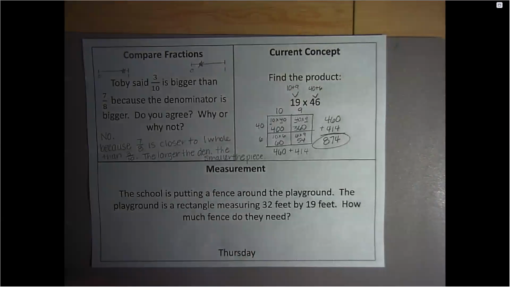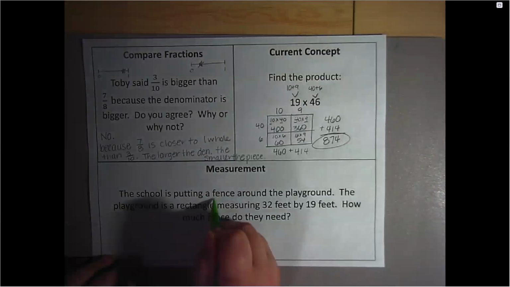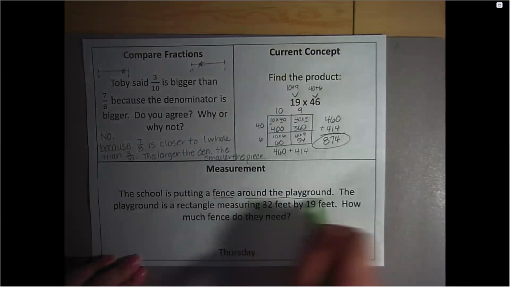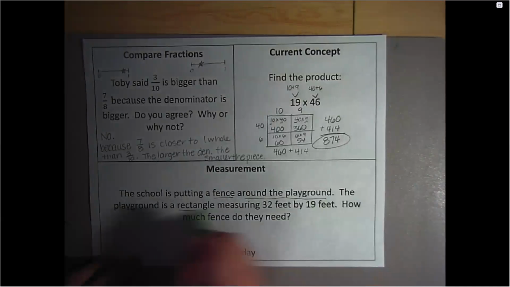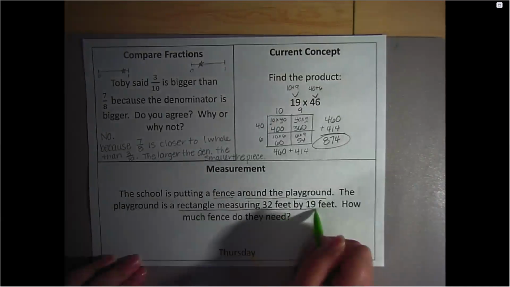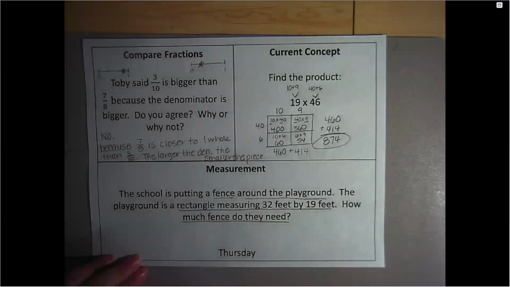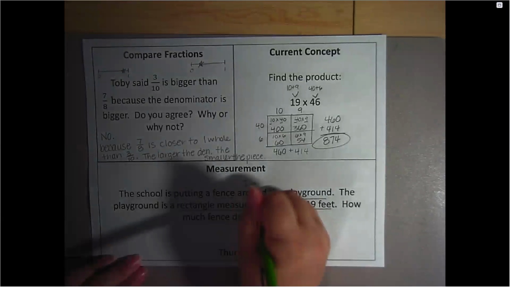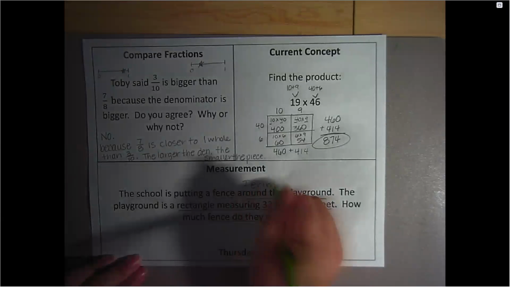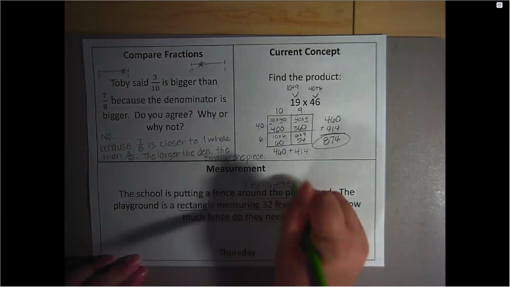All right, number 3, measurement. It says the school is putting a fence around the playground. The playground is a rectangle measuring 32 feet by 19 feet. How much fence do they need? Okay, so they're putting a fence around a playground, which means they're using the perimeter. So they want to know how much fencing they need.